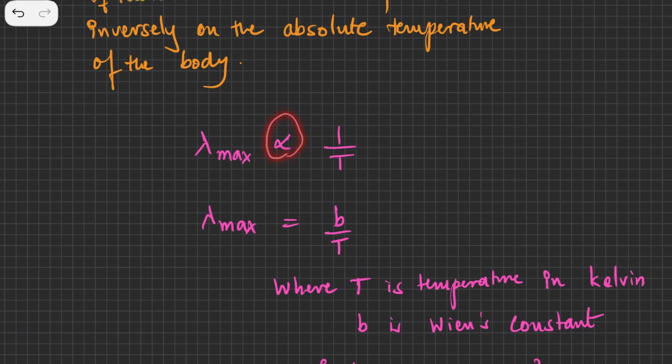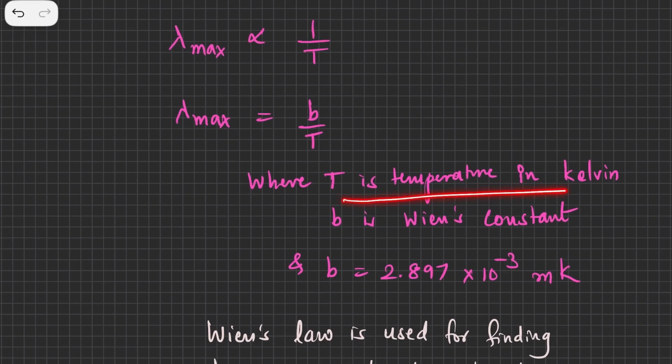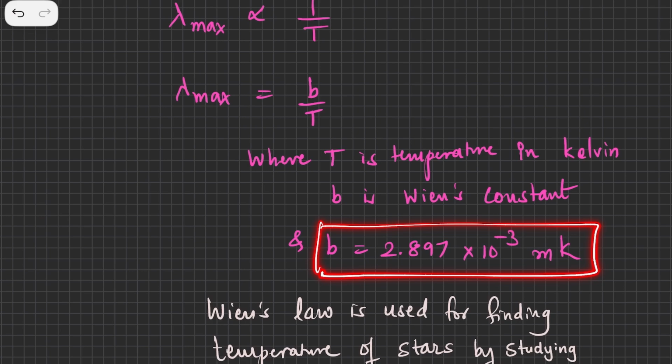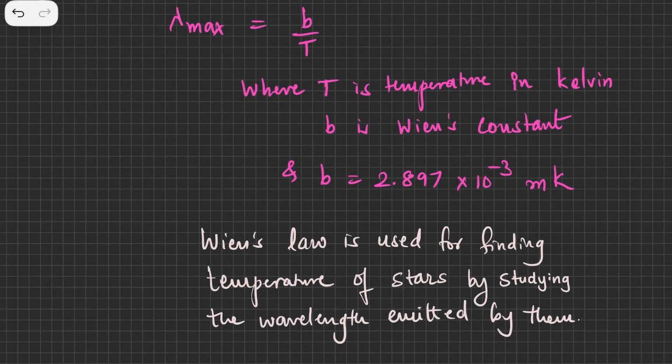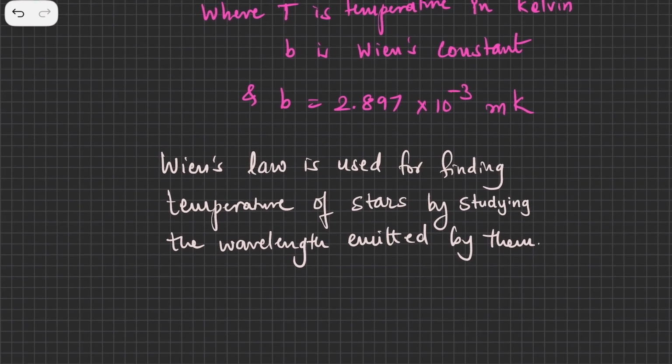If you want to remove this proportionality sign, you put an equal to sign and multiply by a constant. This constant is called Wien's constant. T is temperature, and this has to be in Kelvin. B is Wien's constant, and the value for Wien's constant is 2.897 × 10^-3 meter Kelvin. This is meter Kelvin: m should be small, K should be capital. So this was Wien's displacement law. That is nothing much, very easy.